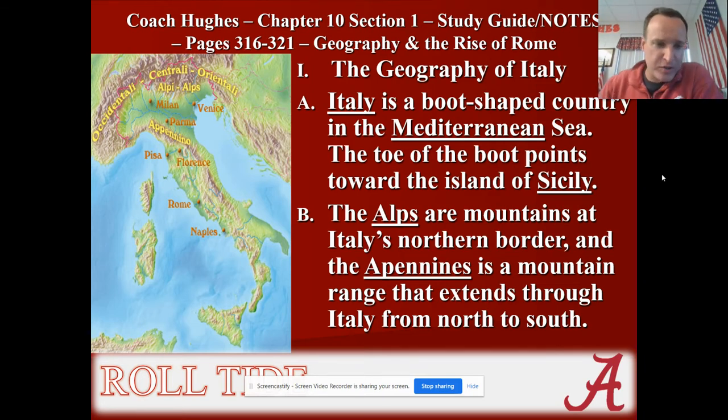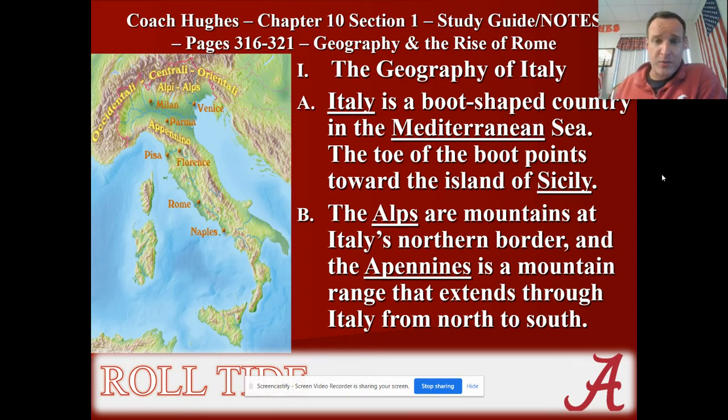Now, if you look closely at this picture, you have what looks like a vein running down the boot, or the leg of Italy. It's not necessarily central Italy; it's more on the eastern side of the leg, the boot shape. But that is another feature. It's called the Apennines, and it's a mountain range that basically runs through Italy from north to south, like a vein in your leg, if you want to think about it this way.